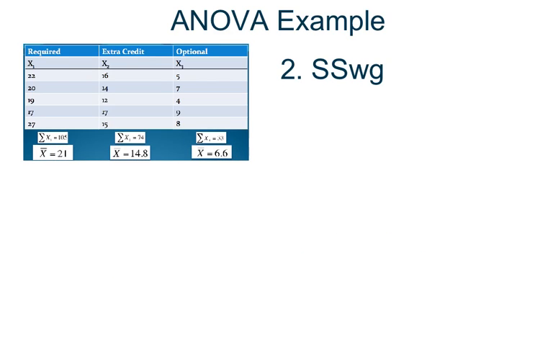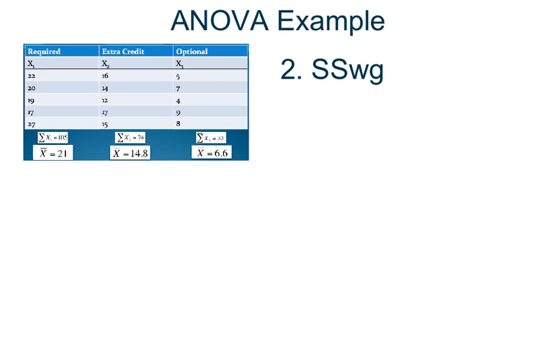So now we're going to do step 2 of the ANOVA, and this is where we calculate the sum of the squares within groups. Remember, the sum of the squares is just the top half of the variance formula, but we're breaking it down into different components instead of doing a variance of the entire data set.